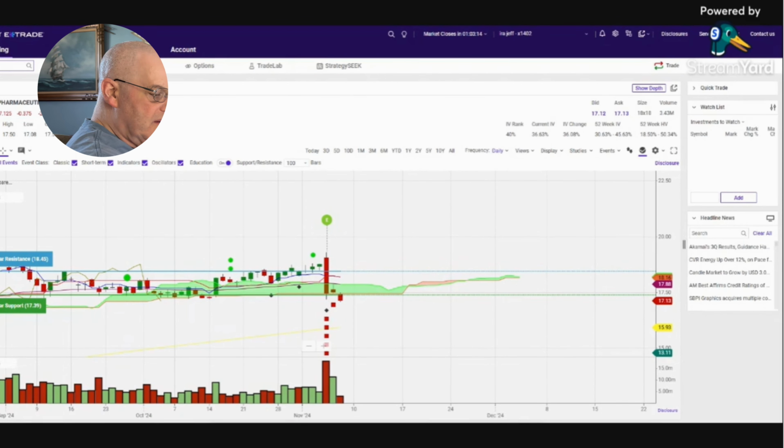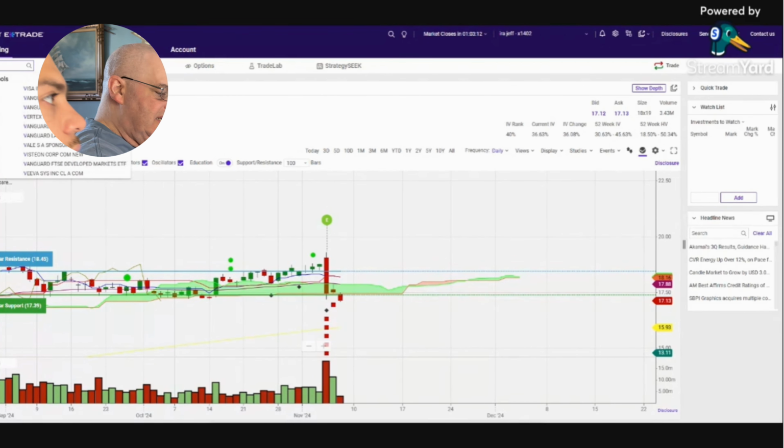One more. I've traded this a lot, Vale. It's a Brazilian energy stock, but I've traded it a lot. I've made a lot of money on it. Brazil, in and out. It trades on the New York market, but it is a Brazilian stock. Okay. See way out here, it's a little red. So this is a yes.